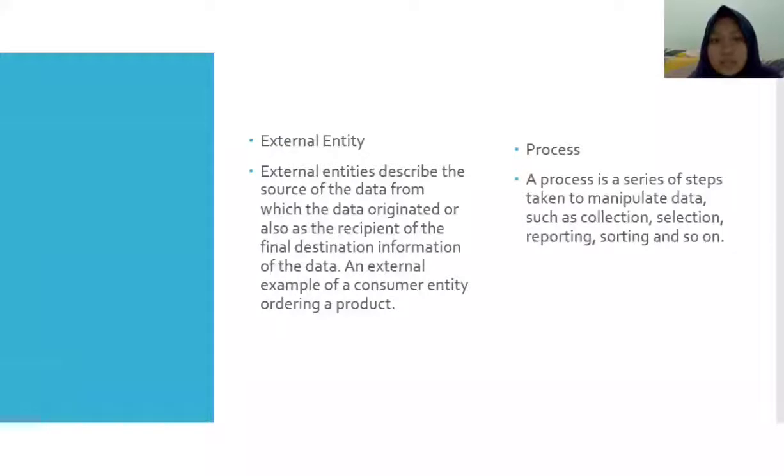External entity. External entities describe the source of the data from which the data originated, or also the recipient of the final destination information of the data. An example of an external entity is a consumer ordering a product. Process. A process is a series of steps taken to manipulate data, such as collection, selection, reporting, sorting, and so on.